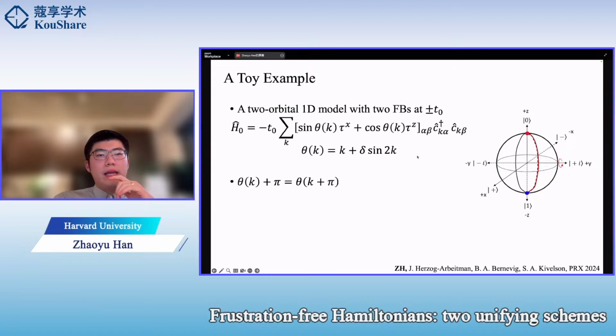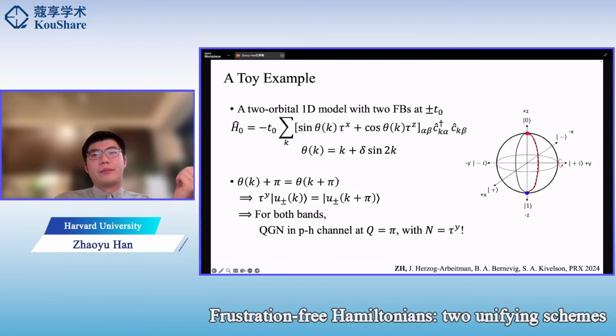So then if you take this special choice of zeta of k, we find a very simple relation between zeta at k and zeta at k plus pi, that they simply differ by pi. And this, in the quantum geometric nesting language, means that applying this tau y Pauli matrix on the eigenstates at k will map it to that at k plus pi, since it will exactly do the needed pi rotation of the eigenstate on the Bloch sphere. And this means that the system has quantum geometric nesting for both bands, in this particle-hole channel at momentum pi. And the nesting matrix is just tau y.